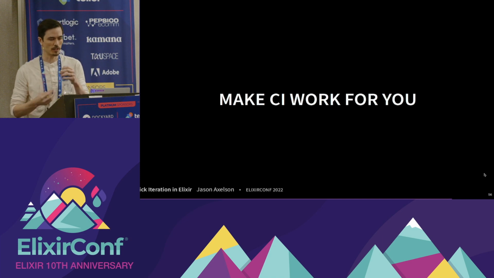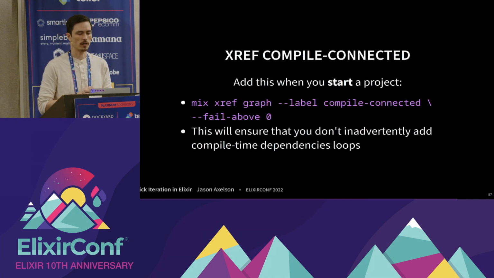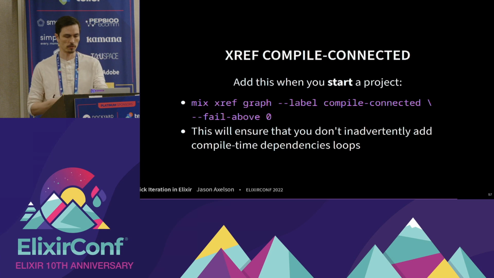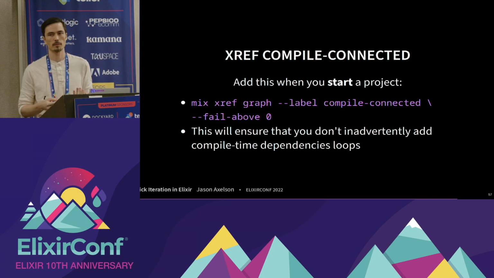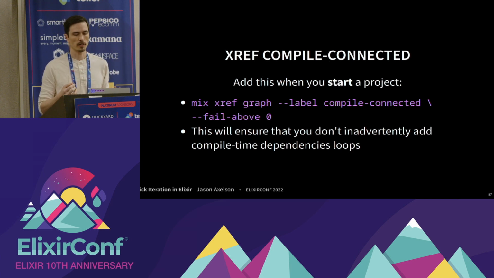So I believe you should also make the bots work for you. To do that, one way is to use xref compile connected. If you use the label compile connected fail above 0 as part of your CI, then whenever you're about to push a PR, that will catch a compile time loop. It'll warn you, and the CI will fail, so you won't make that mistake. What you're avoiding there is having a set of like 10 files that all depend on each other. And when any of those files are touched, then all of them have to be recompiled. So that's just a real bummer whenever you're trying to recompile and do some work.